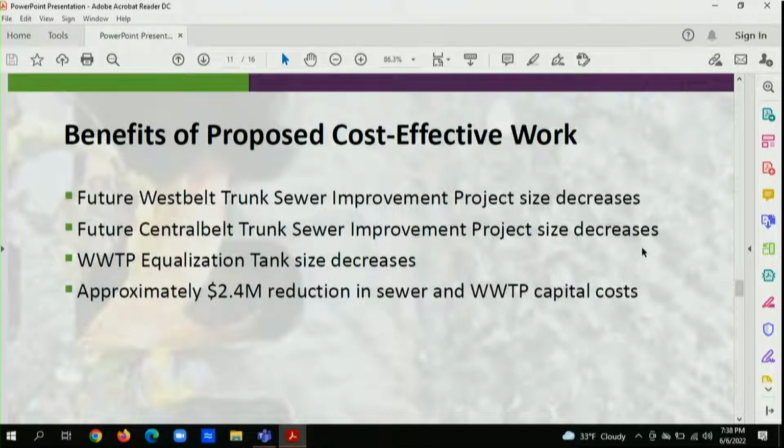So the benefits: the whole purpose of this is to try to reduce the magnitude of the capital project at the sewers and at the plant. By doing this, we can downsize a future West Belt trunk sewer. That will get a little bit smaller in diameter, and the cost will go down a little bit. Same thing with the Central Belt. When we get to the treatment plant, the plan has been to have a storage tank to capture these wet weather flows. The size of that tank will get smaller, from about 2 million gallons to about 1.5 million. And that totals up to about $2.4 million of reduction that will be achieved by rehabilitating your sewer system.